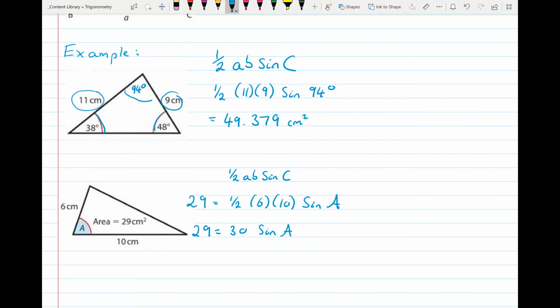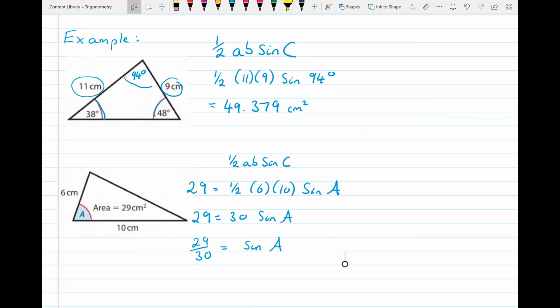When I go half of 6 is 3, 3 times 10 is 30. So 30 sine A. I don't want 30 sine A, so I'm going to divide both sides by 30. And finally, we want the angle A. So we would go sine inverse of 29 over 30 equals A, which equals 75.165 degrees. To the nearest degree, 75 degrees.